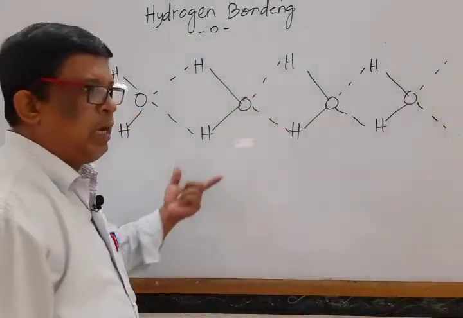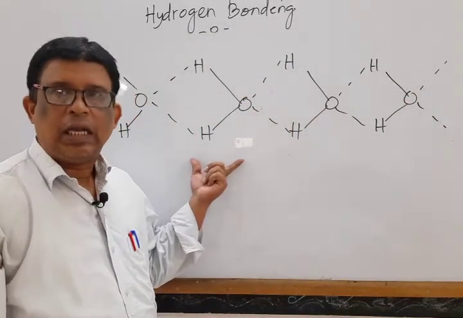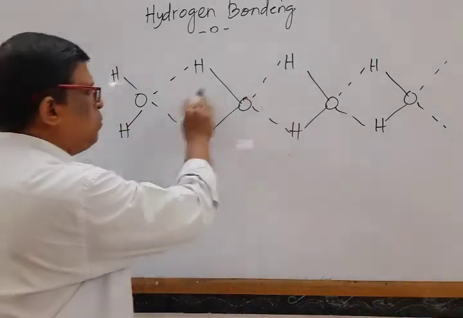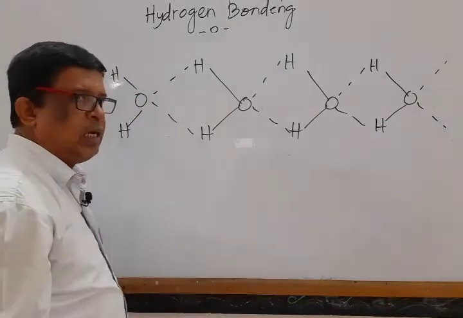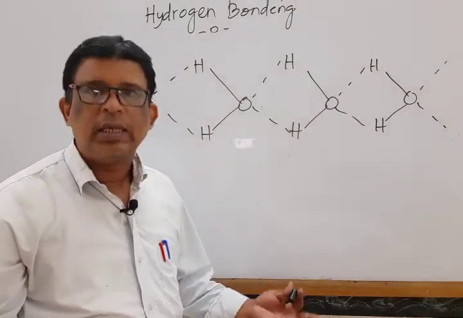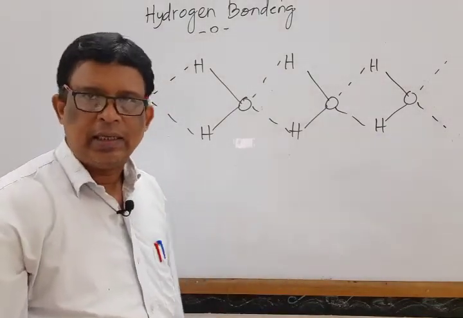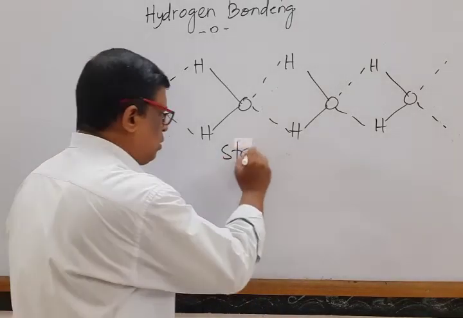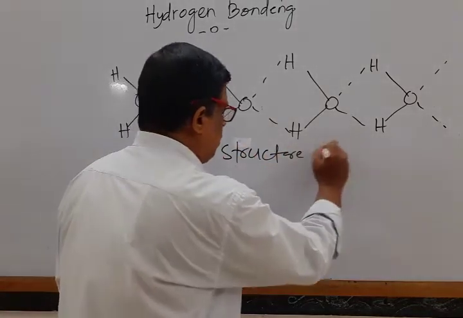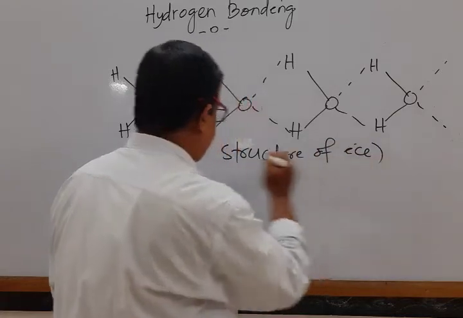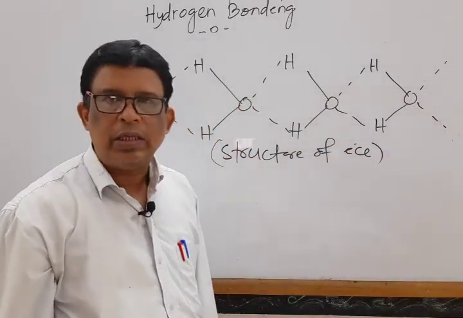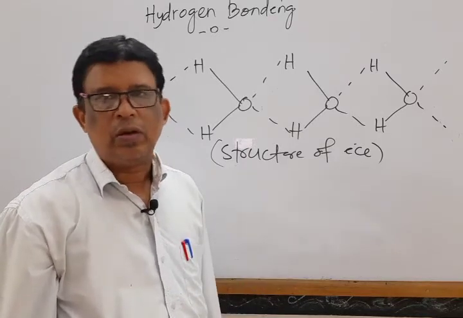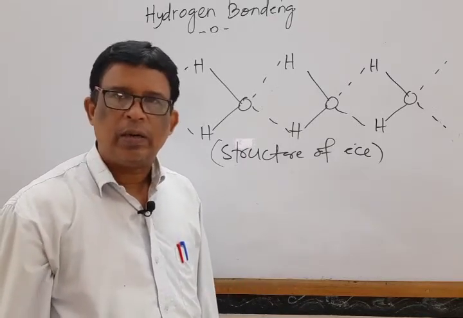Mark that, it is the cage-like structure. As a result of this, maximum vacant space is there. As a result, volume increases and density decreases. It is the structure of ice. Due to this reason, ice floats over water.